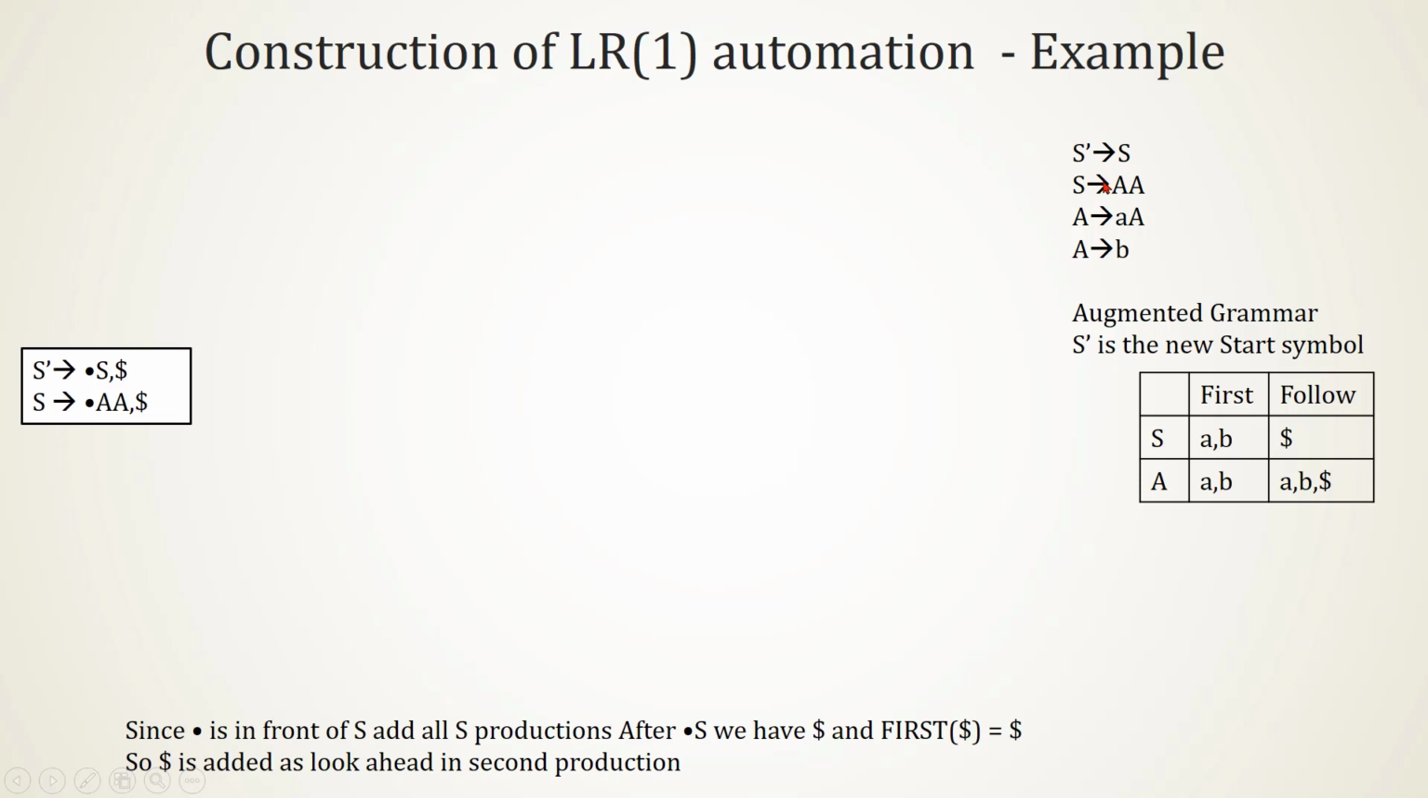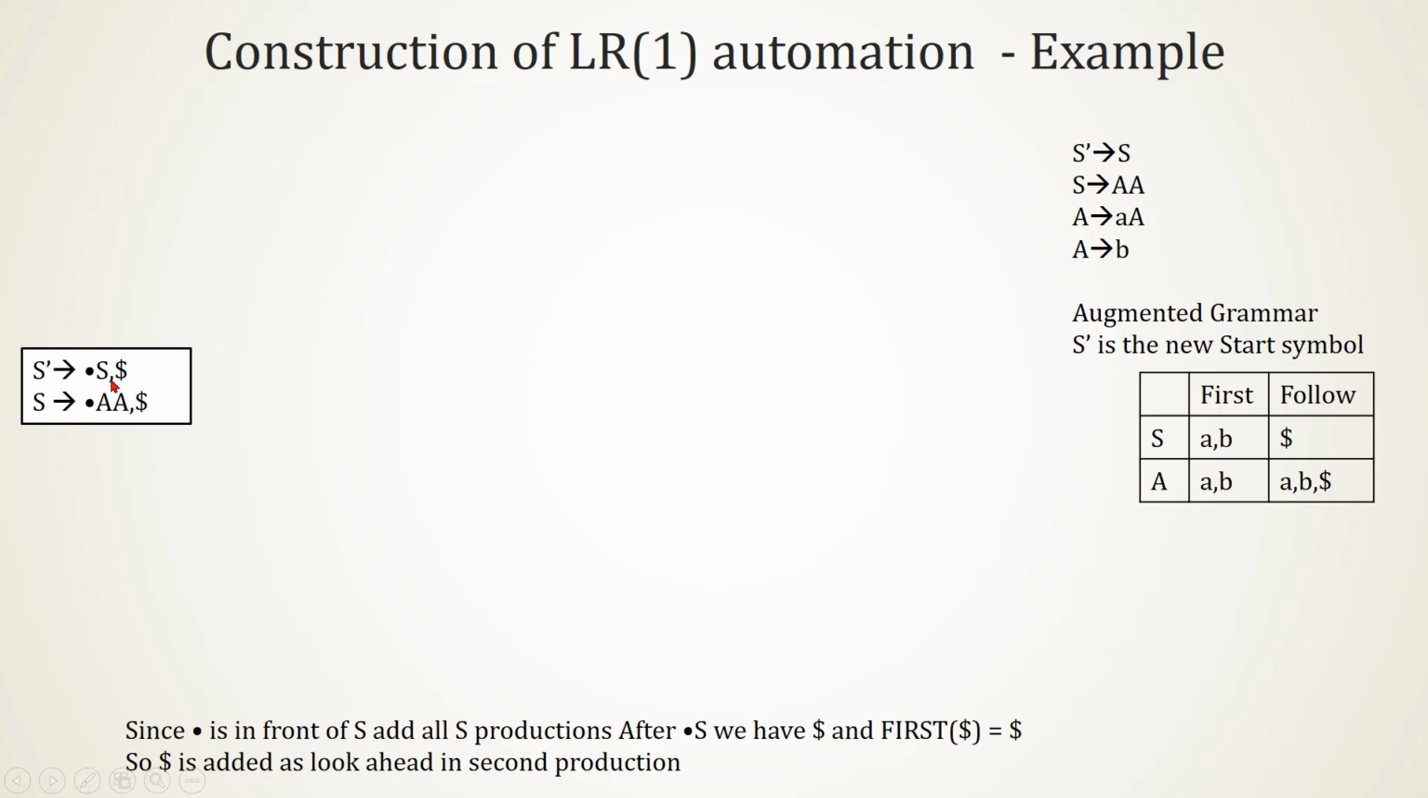So only one S production is there. So S derives dot AA is written. Then we have to calculate the look ahead. Why I added this production? Because here I have dot S. So what you have to do is find first of symbols after the dot S. After dot S we have a comma and dollar.